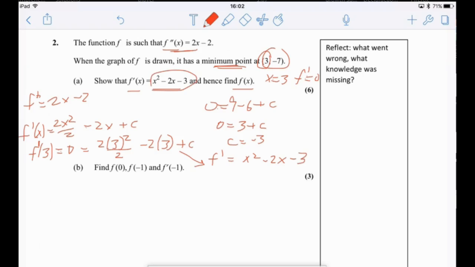Okay? And now we're going to find f of x. And so f of x is just going to be the integral of that. So the integral of that would be x cubed over 3 minus x squared divided by 2 times 2, so it's just x squared, and then minus 3x plus c.